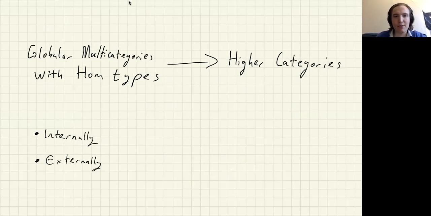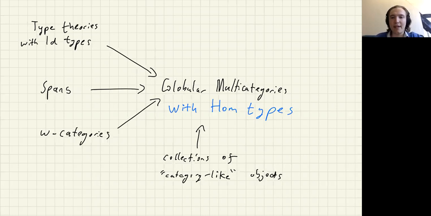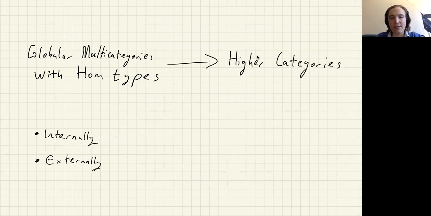So that was the first part, where I introduced a structure that captures, in the setting of globular multicategories, what it means to have homomorphism types. So in this second part, what I'd like to show you is how we can start off with one of these globular multicategories with homomorphism types and construct higher categorical structures.